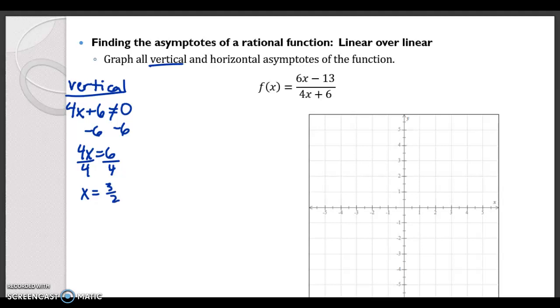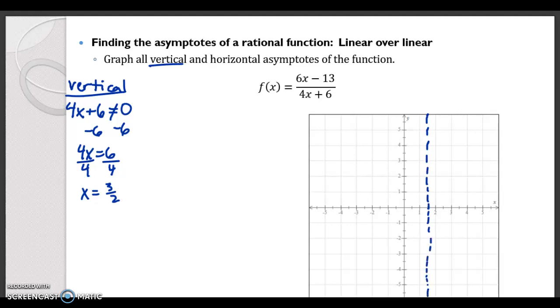So we're going to have a vertical asymptote that has this as the equation of that line. So x equals negative 3/2 is at negative 1.5. So we're going to have a vertical asymptote at negative 3/2.